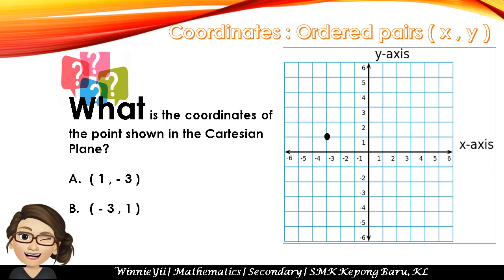What are the coordinates of the point shown in the Cartesian plane? Well done. The x-coordinate is -3 and the y-coordinate is 1. So the correct answer is B.